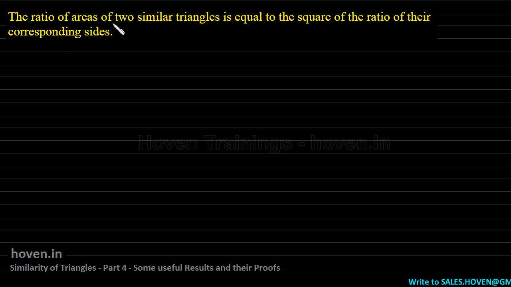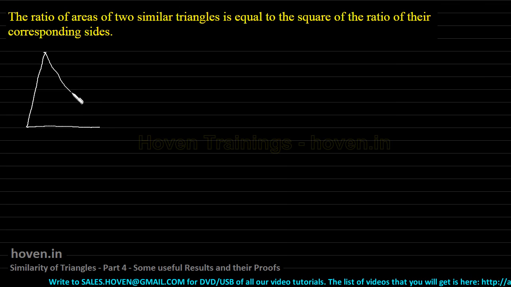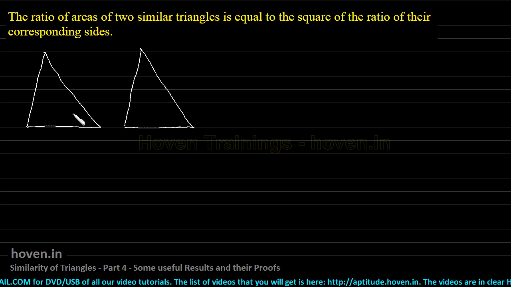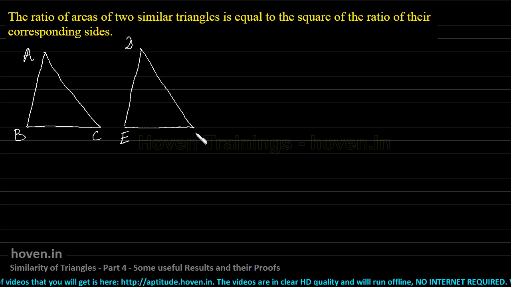The ratio of areas of two similar triangles is equal to the square of the ratio of their corresponding sides. So here he says that you have two similar triangles. Let me draw those two similar triangles first of all. This is one similar triangle and this is a second similar triangle. They are similar, although I have just drawn them to be the same size only to make things clear, but usually similar triangles will have different sizes.